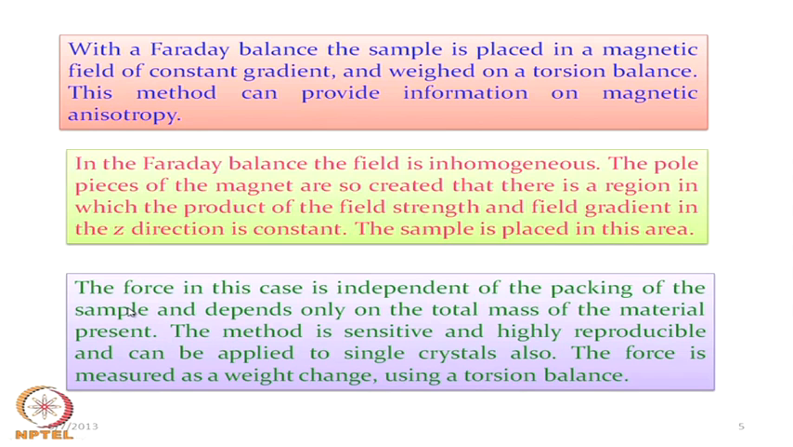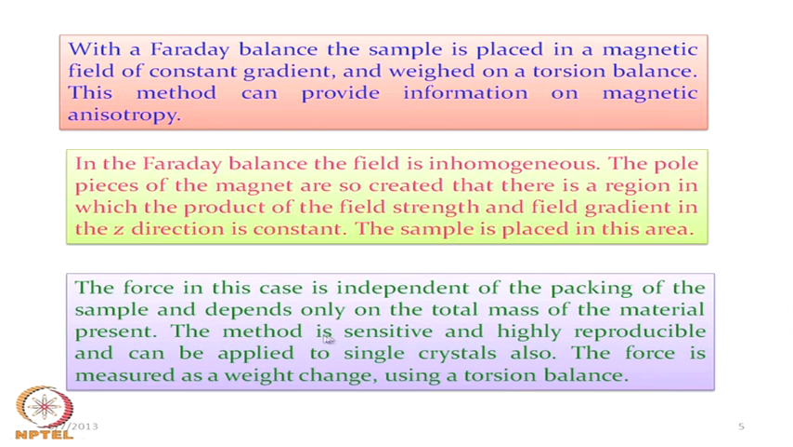That means, in case of Gauss balance, we need some uniform packing of the sample, which is nicely packed. But in this particular case, if we do not pack in a uniform way, there is no harm for the measurement, but it depends only on the total mass of the material which is present in the system.